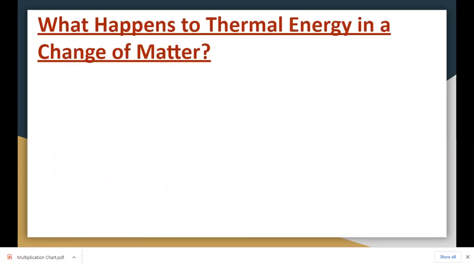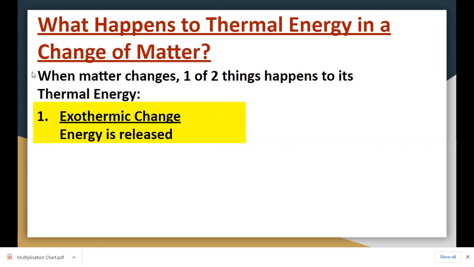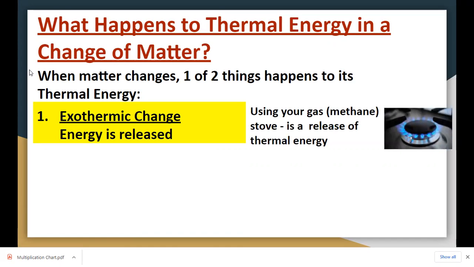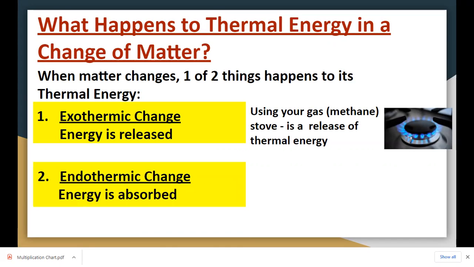So what happens to thermal energy in a change of matter? When matter changes, one of two things happens to its thermal energy. Number one, you can have an exothermic change. This is one in which energy is released. Using your gas, your methane stove is a release of thermal energy. You can have an endothermic change. That's energy that is absorbed.